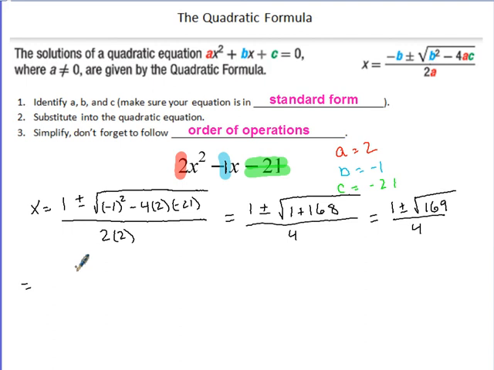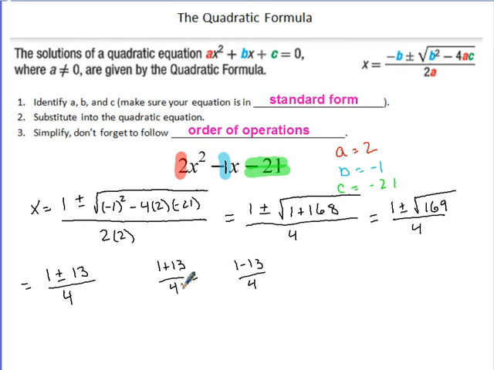The square root of 169, so I have 1 plus or minus, the square root of 169 is 13 over 4. Now at this point, I am going to split this apart because I have the plus and the minus, so I'm going to do one of each. So 1 plus 13 divided by 4, and 1 minus 13 divided by 4, because remember, a quadratic equation can have two solutions. Alright, so here 1 plus 13 is 14.